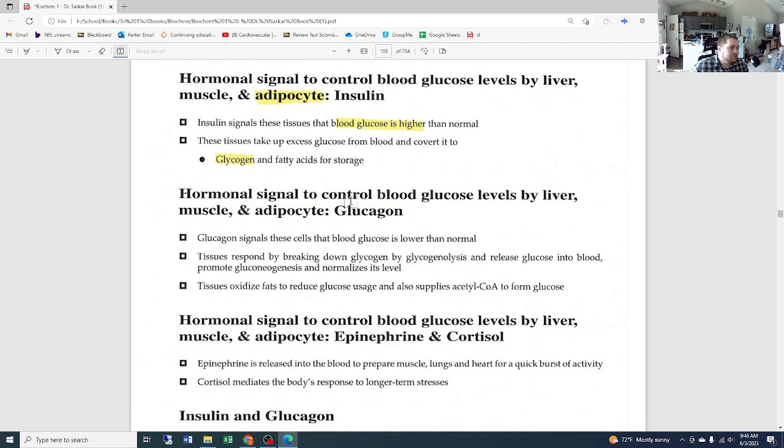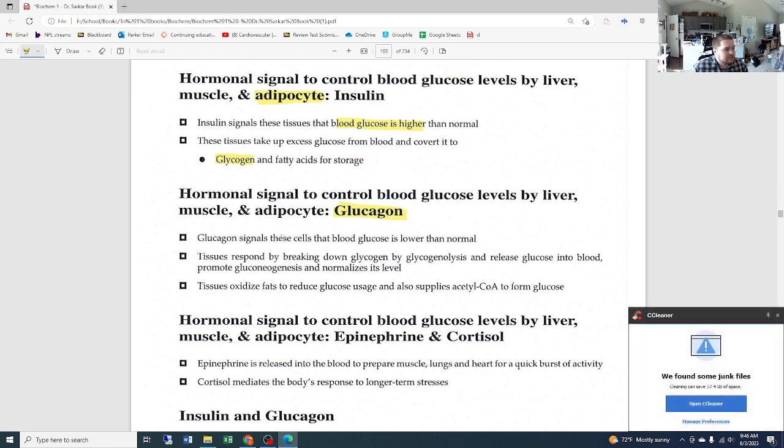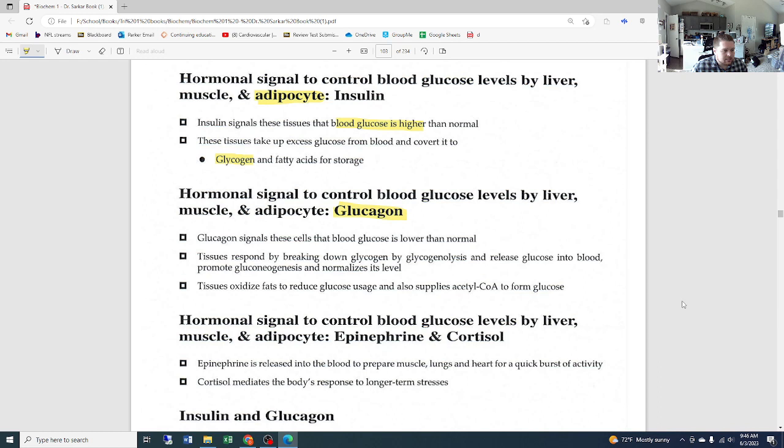Hormonal signal to control blood glucose levels by liver, muscle, and adipocyte: glucagon. Remember, insulin, take the sugar into the cells because it's too high in the blood. Glucagon, it's too low in the blood, so let's get some of it out. Glucagon signals these cells that blood glucose is lower than normal. Tissues respond by breaking down glycogen by glycogenolysis.